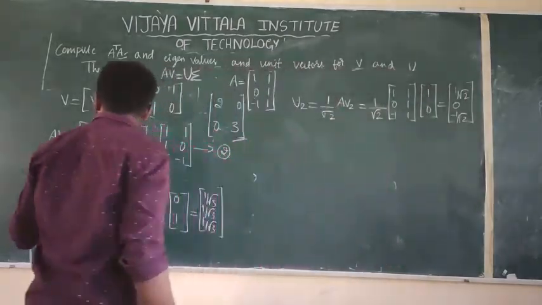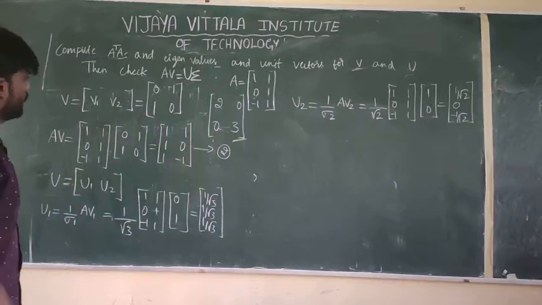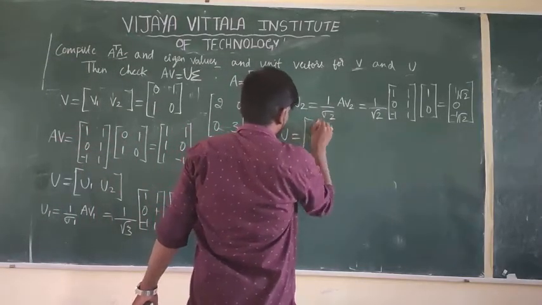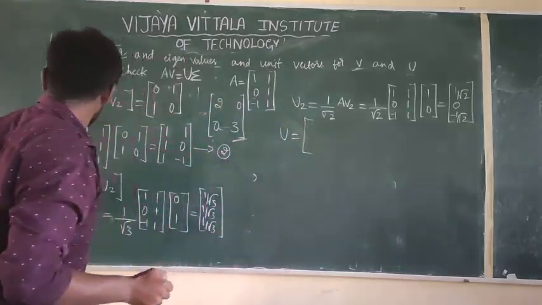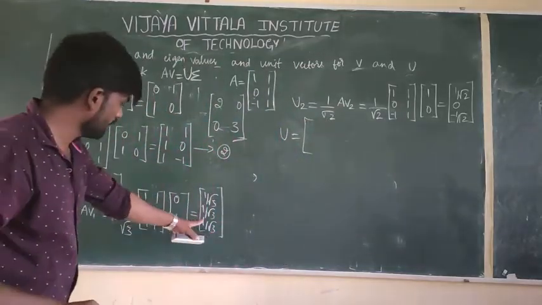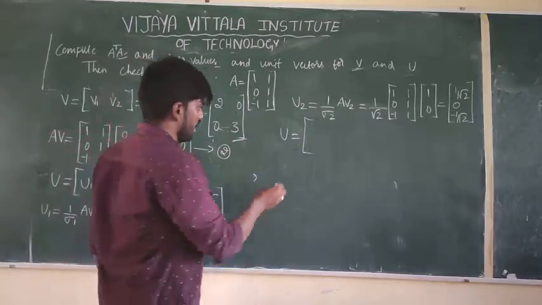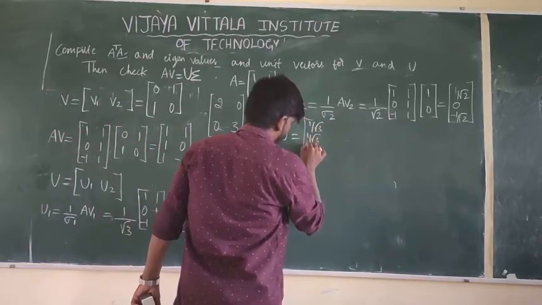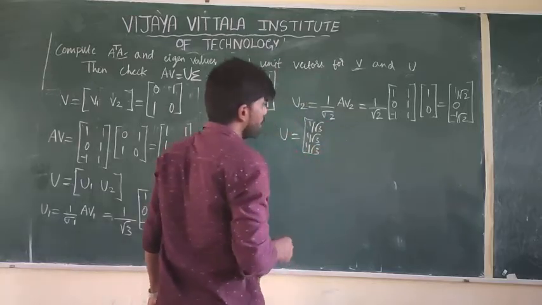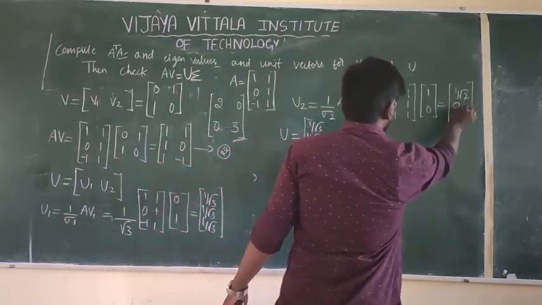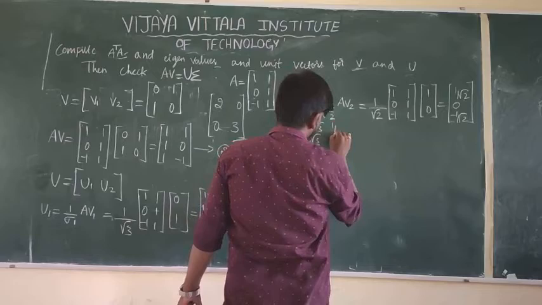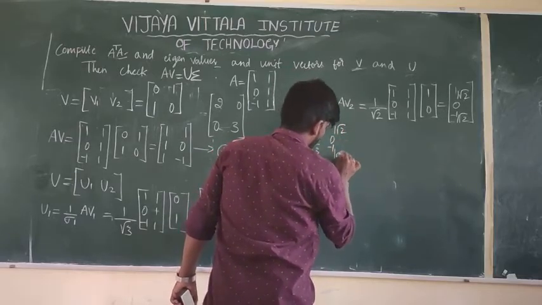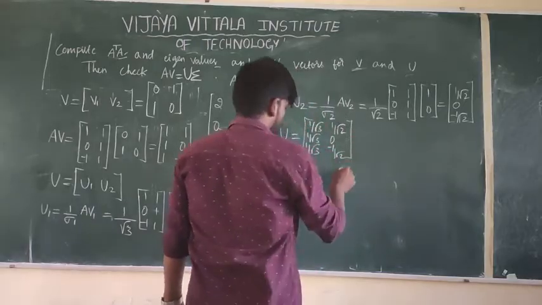Therefore, using U1 and U2, we construct the matrix U. U1 is 1 by root 3, 1 by root 3, 1 by root 3, and U2 is 1 by root 2, 0, minus 1 by root 2. This is the matrix U.